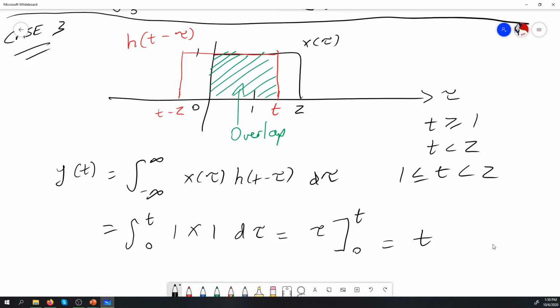When I evaluate case 4 here, you'll see why this is important, because for case 4, the y of t equation is going to change for the next time range.